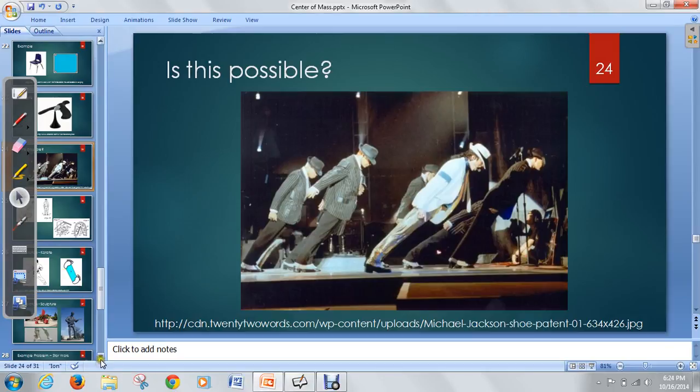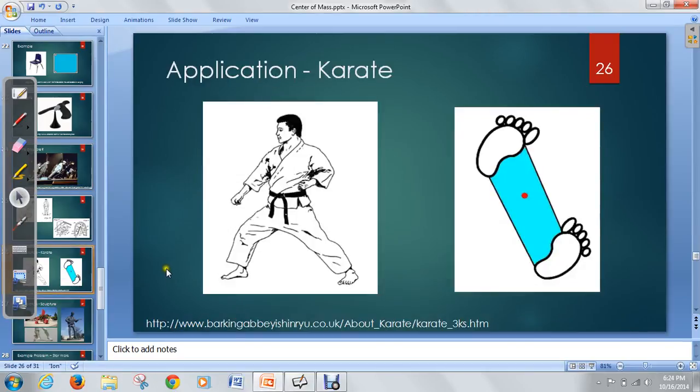Some other applications were things like karate. If you do karate, you'll learn that you always keep a very wide stance. A lot of people don't understand why you stand so strangely with your knees apart, but it's actually a center of mass thing. If you keep your feet apart, then the range of your base is the distance between your feet, this rectangle shape you make. So as long as your center of mass is between your feet, you will keep standing up.